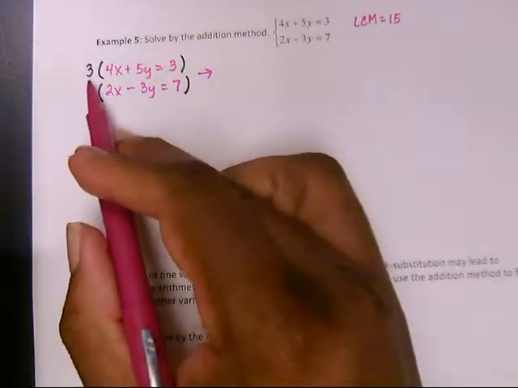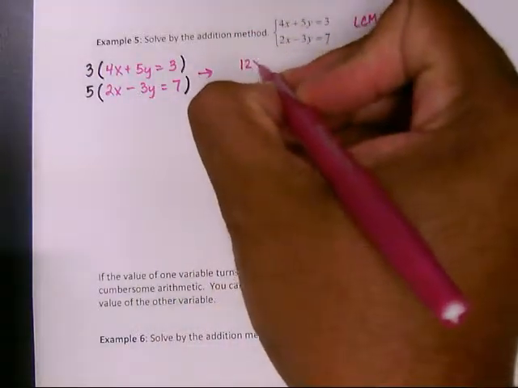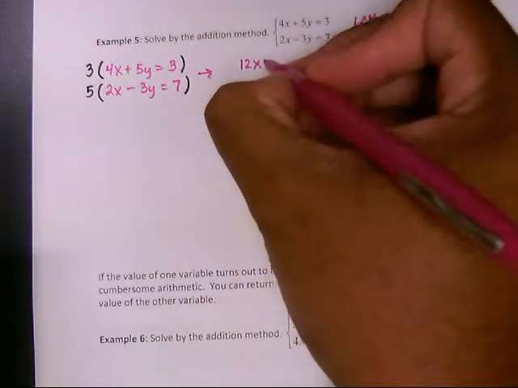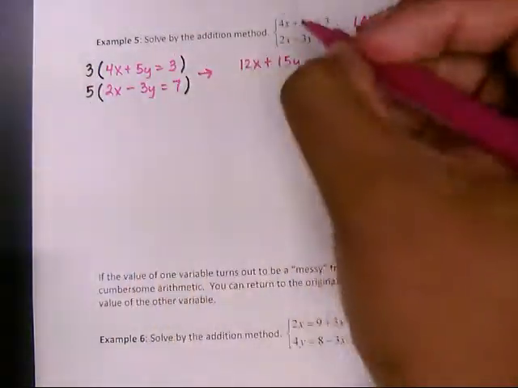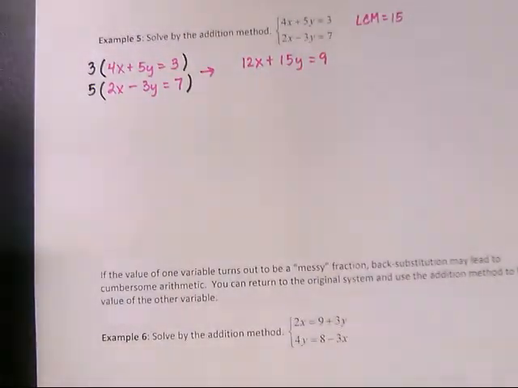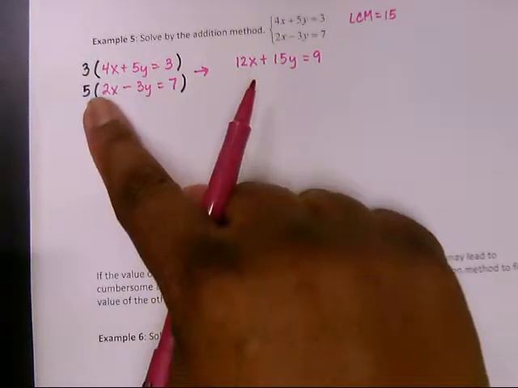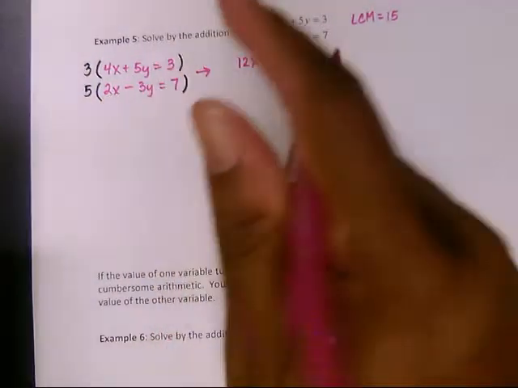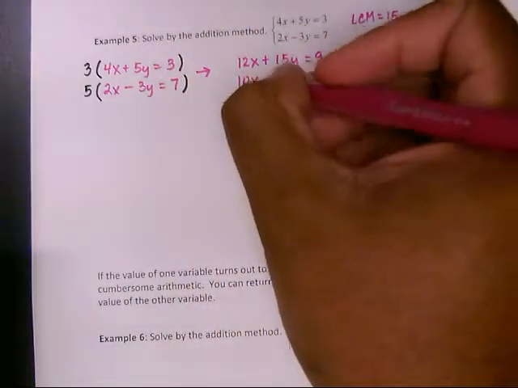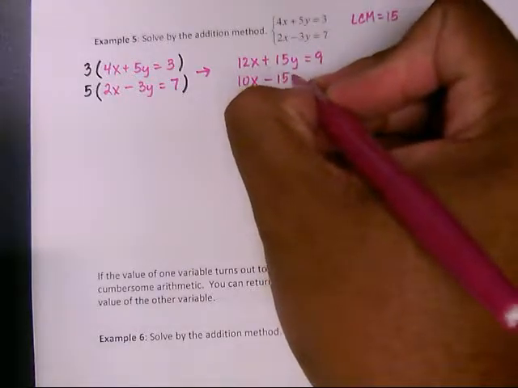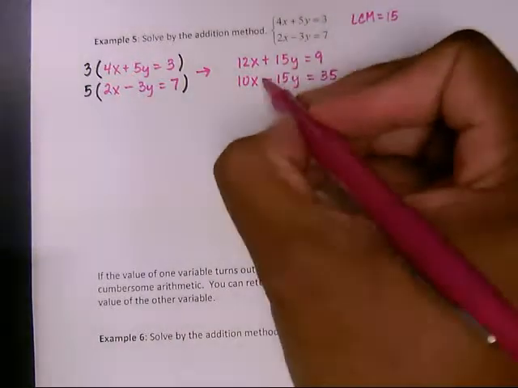So now, when I multiply the top equation by 3, I'm going to have 3 times 4x, which would be 12x. And then 3 times a plus 5y is going to be a plus 15y. And then that's equal to 3 times 3, which is 9. Now, if I multiply the second equation by 5, that means 5 times 2x will give me 10x. And then 5 times a minus 3y will be a minus 15y. That's equal to 5 times 7, which is 35.